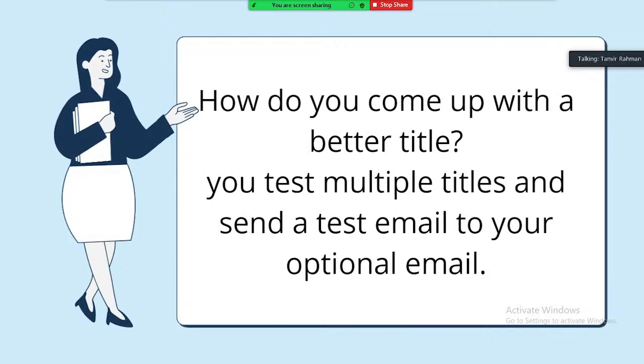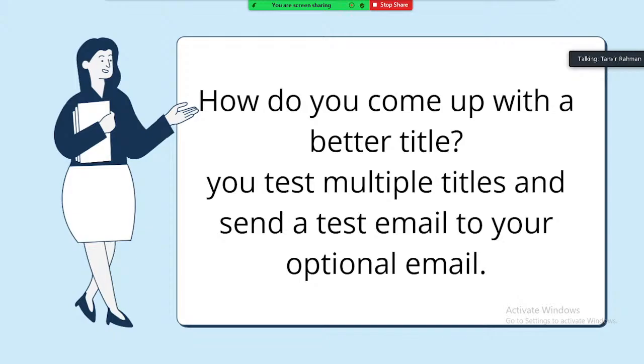So how do you come up with a better title? You test multiple titles and send a test email to your optional email address. Because every single email marketing software out there, Mailchimp, ConvertKit, everything I mentioned, has an option for you to send a test email. So before you write your copy, you start writing your title and send it, or you just type anything and send it with a good title. If the message is delivered, then you can write the full copy.